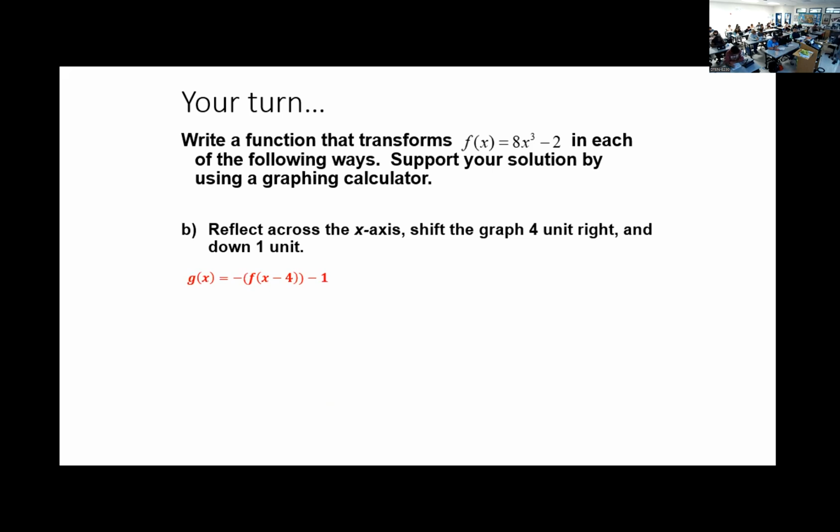So what's this going to look like? My function is 8x cubed minus 2. So it's 8, and I'm going to substitute x minus 4 for x. So (x minus 4) cubed minus 2. Negate the whole thing and then subtract 1. So let's do that binomial expansion.